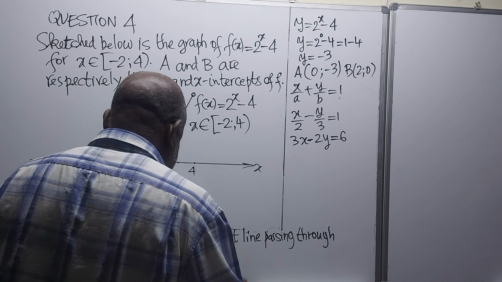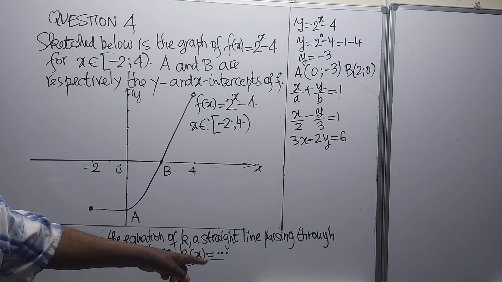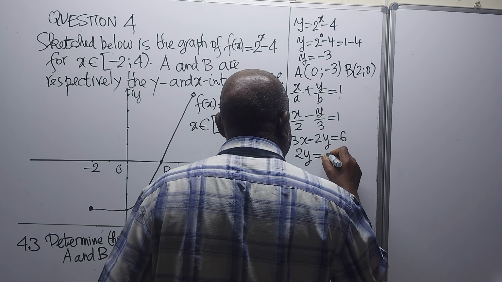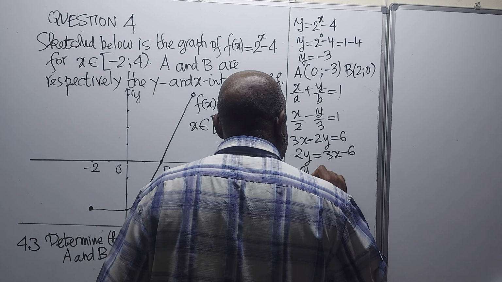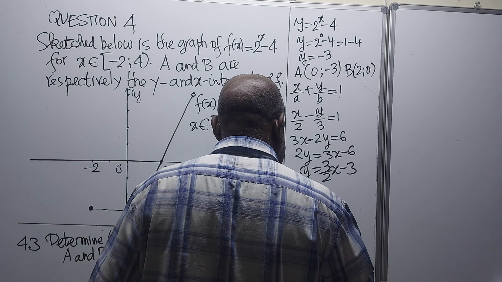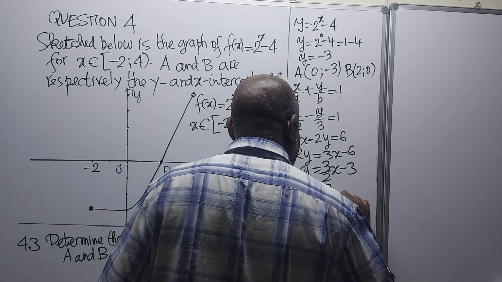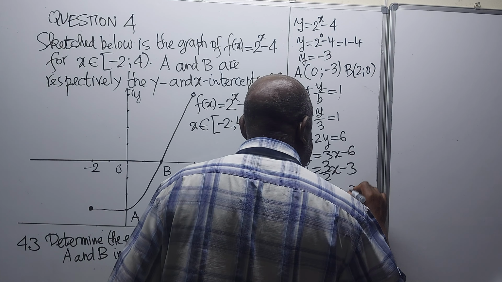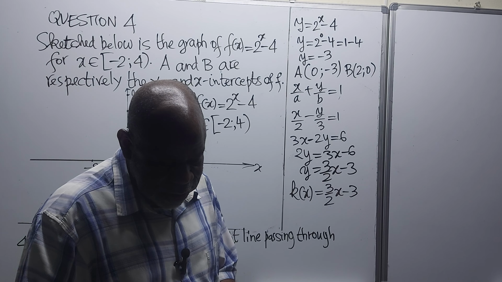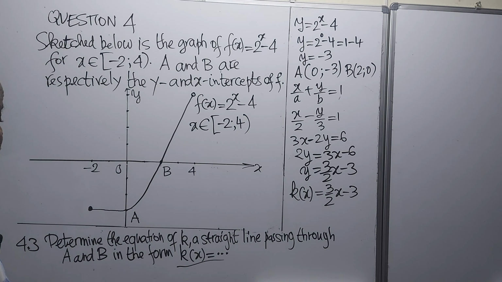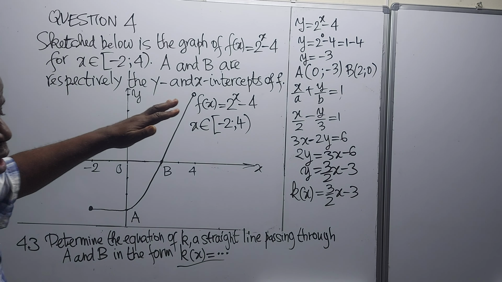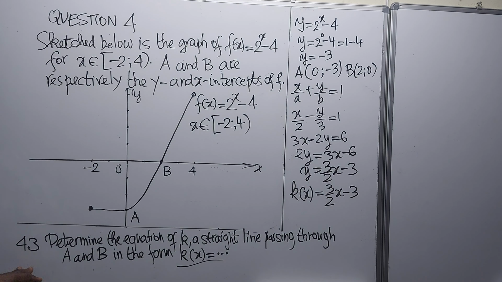They want us to get this equation in the form k(x) = . So here, 2y will be equal to 3x - 6, and y will be (3/2)x - 3. So the equation of k(x) will be equal to (3/2)x - 3. This is practically the equation of k(x). So now we're done with question 4.3. I'm going to clean the board here so that we can have some space for the next question, 4.4.